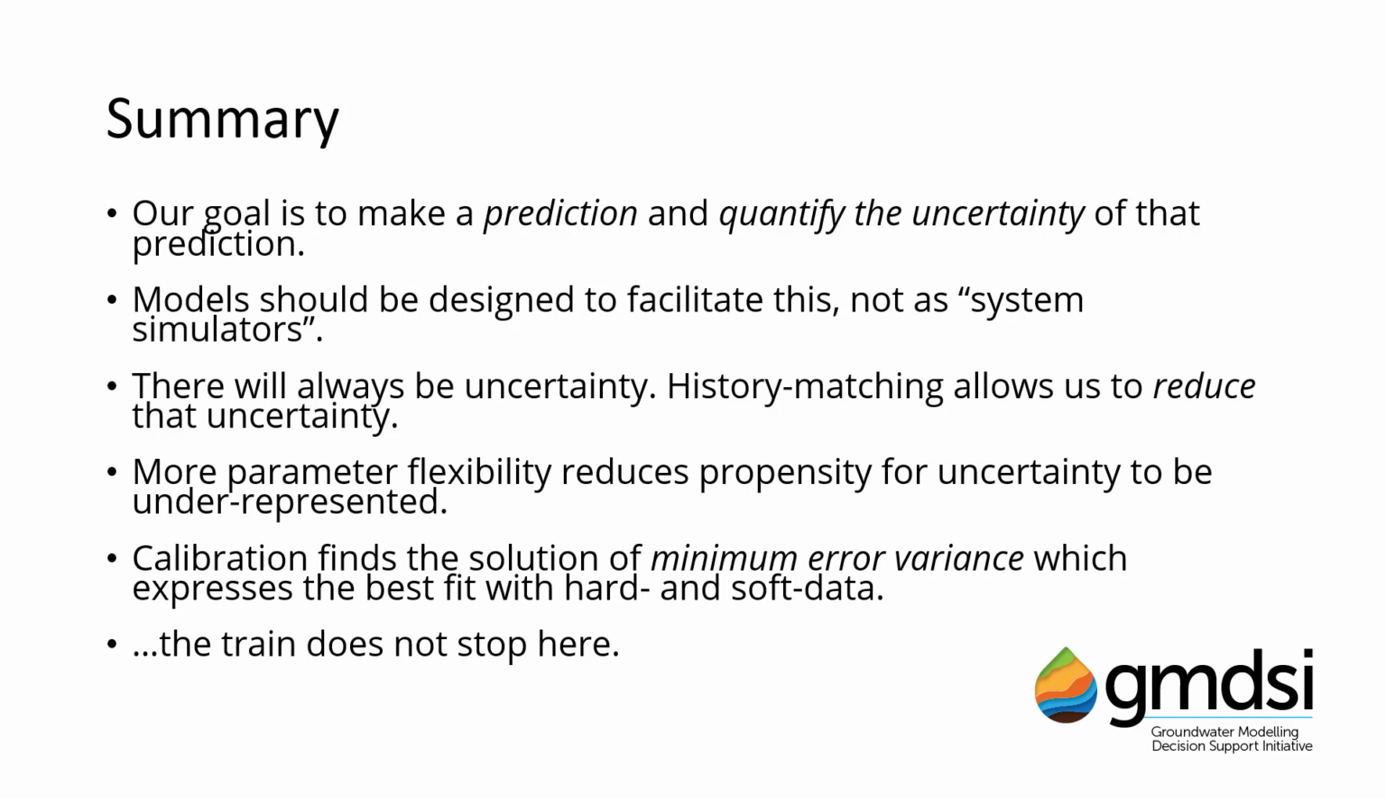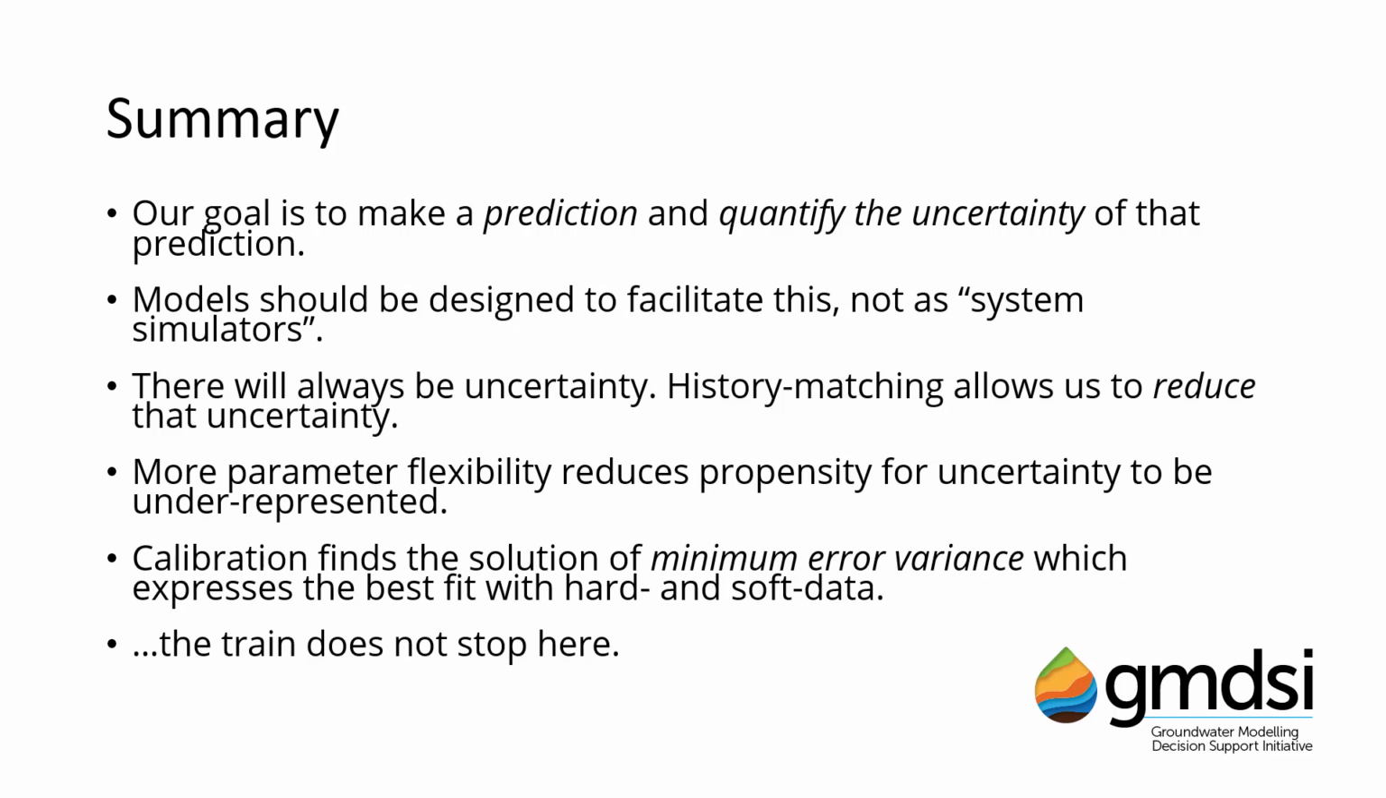We've also seen that more parameter flexibility reduces the propensity for uncertainty to be underrepresented, which we will demonstrate more in the second lecture, and highlighted that calibration is different from history matching in that calibration finds the solution of minimum error variance, which expresses the best fit with hard and soft data.